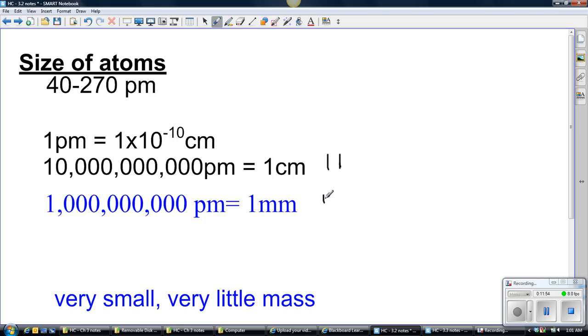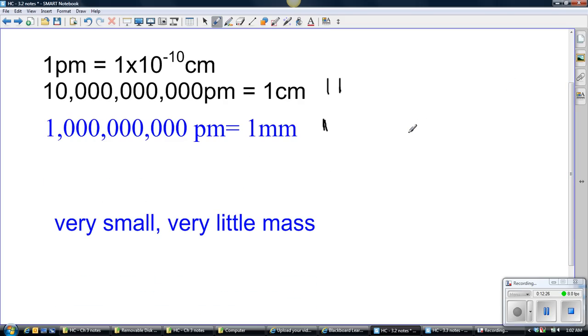Imagine you have a distance of 1 millimeter, one sliver. There are 1 billion picometers within 1 millimeter. So we have atoms on the range of 40 to 270 picometers, and there's a billion of them in a millimeter space, or 10 billion picometers in 1 centimeter space. So bottom line, number one, they have very little mass, because we saw that in our examples with protons, electrons, and neutrons. And number two, they're very, very small.